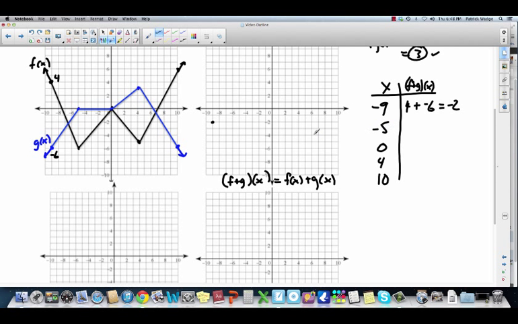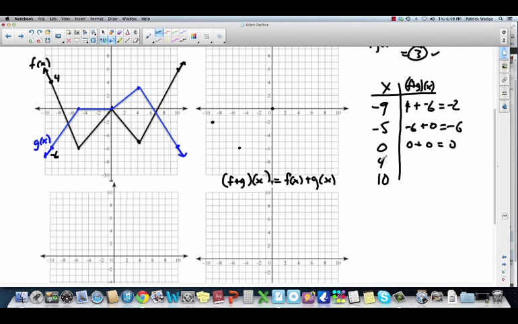When x is -5, f of -5 is -6, and g of -5 is 0. So we get -6. So another point is -5, -6. Understand how I'm getting this? So for 0, it's kind of a weird one, because if we look at this point for both f of x and g of x, it's 0, so it's just 0 plus 0 equals 0, so it stays the same.